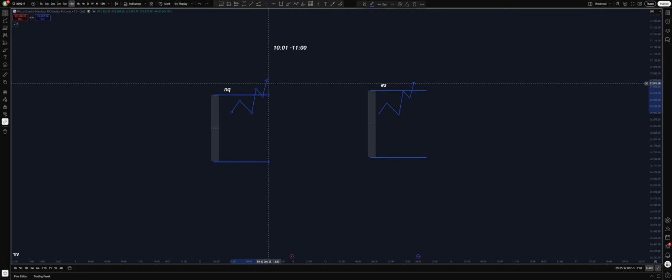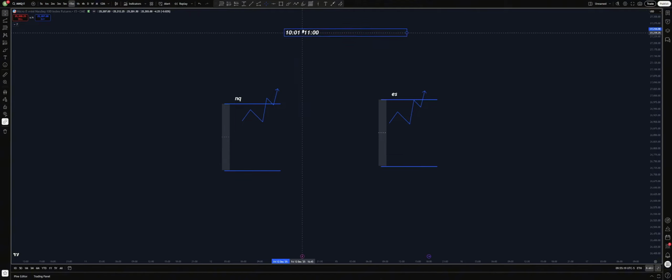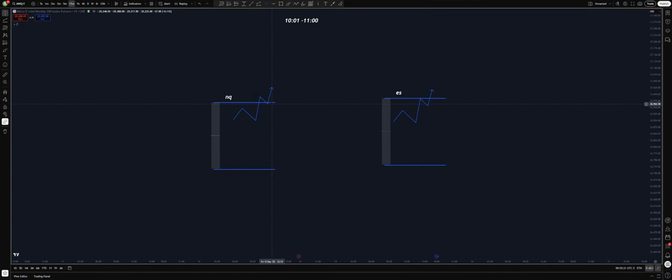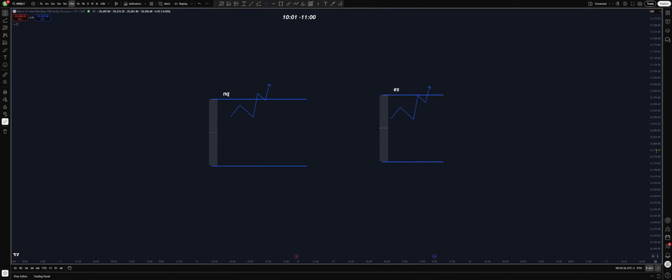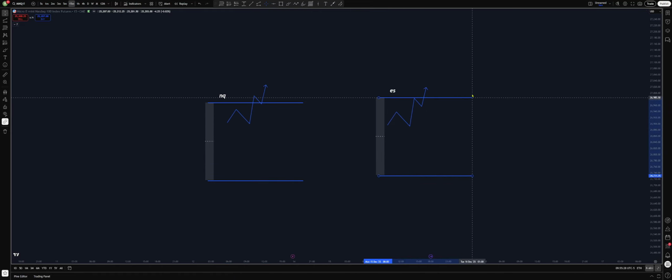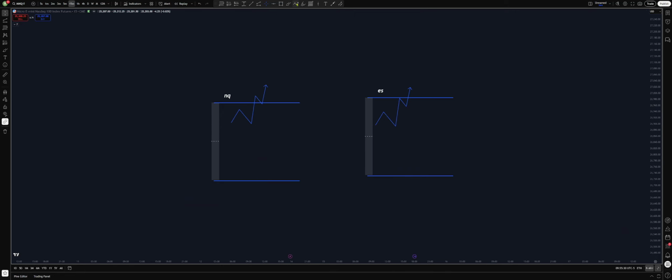Now for the reversal, what are the rules? For the entry, for us to go with the continuation, we need the price to break up and then invert. Wait, hold up, let me just draw a fake IFVG. So for us to enter a long, we need the price to close above the range and invert the fair value gap. That's where we go long.